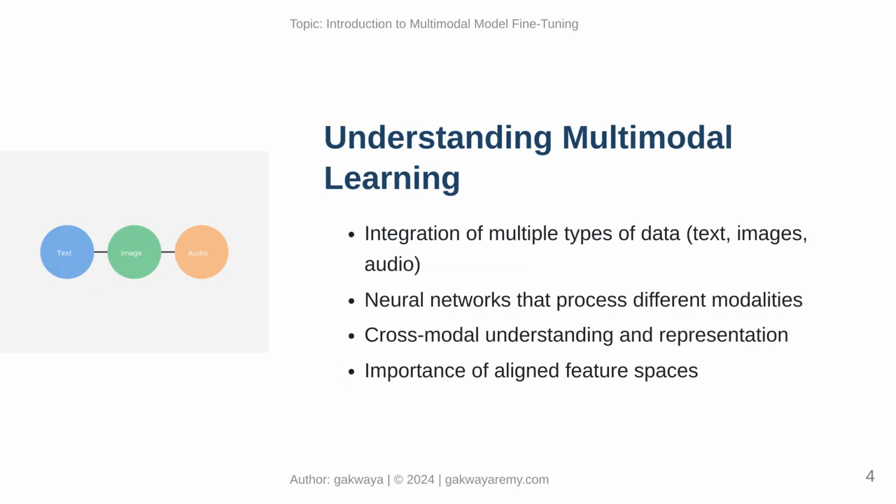Multimodal learning represents a significant advancement in AI, moving beyond single-type data processing. Think of it as teaching a computer to understand the world more like humans do, by combining different types of information. The circles in our diagram represent different data types, and the connecting lines show how these modalities interact and inform each other. This integration allows for richer understanding and more sophisticated AI applications.